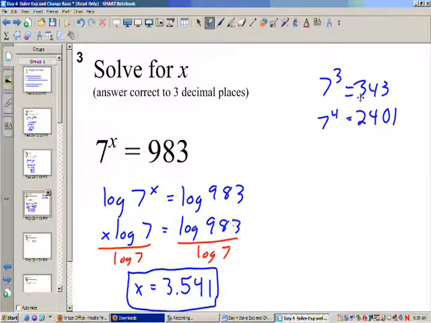And that is my value. And notice how we were right. It was between 3 and 4. It turned out really close to being halfway in between there.